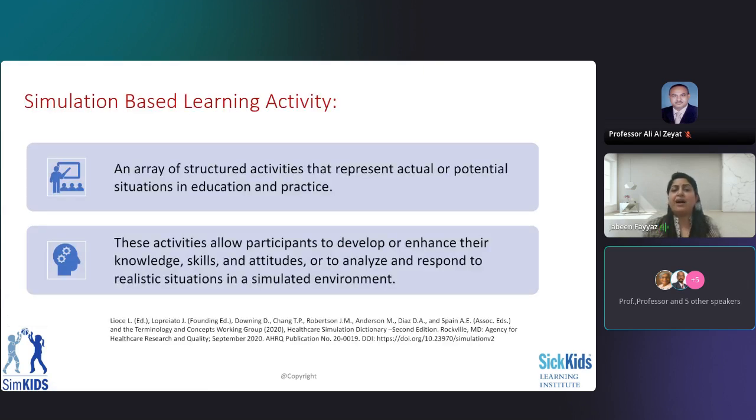Simulation-based learning activities are an array of structured activities that represent actual or potential situations in education and practice. As I provided an example, one example is intubation. Many other examples are communication, breaking bad news, or any situation that you want your learners to learn. These activities allow the participants to develop or enhance their knowledge, skills, and attitude, and to analyze and respond to realistic situations in a simulated environment. So it is a real situation, but you are providing the opportunity to the learner to work in a simulated environment where they are allowed to make mistakes, they are psychologically safe, and you are functioning as a facilitator, not as a teacher.